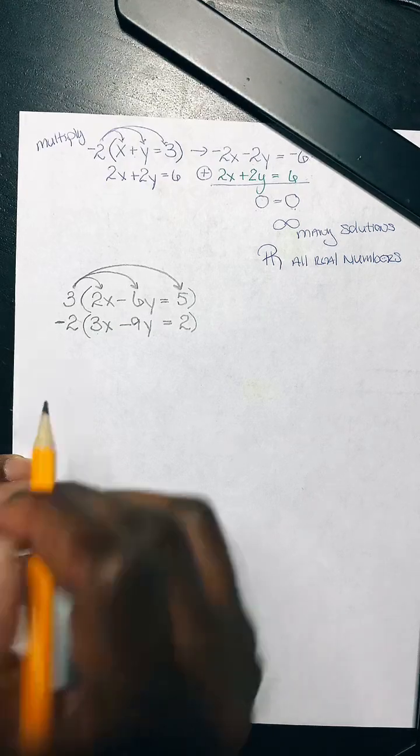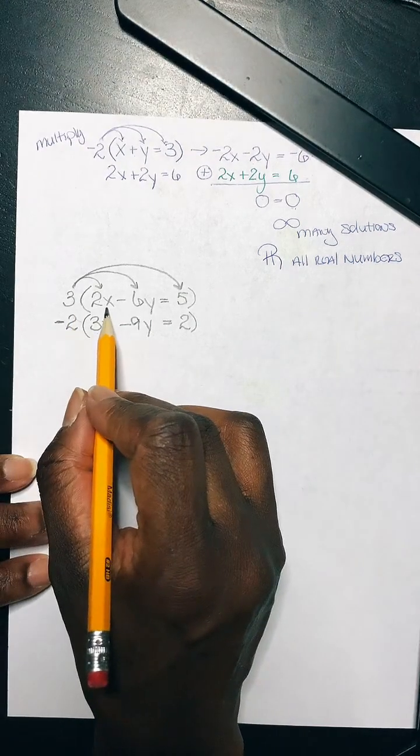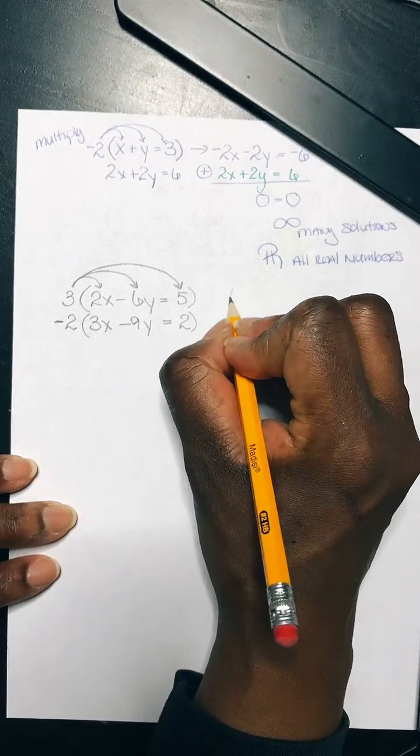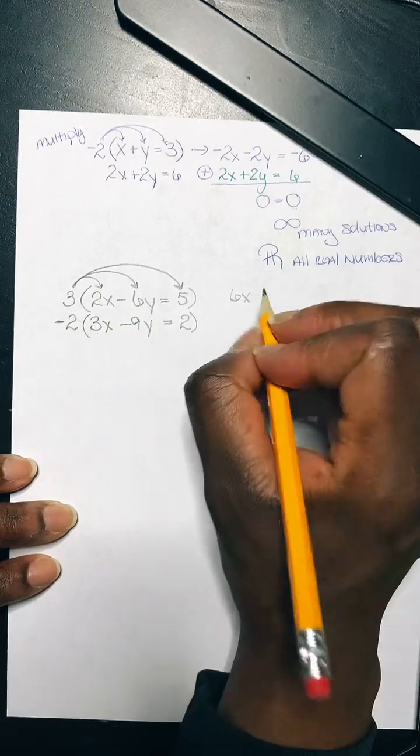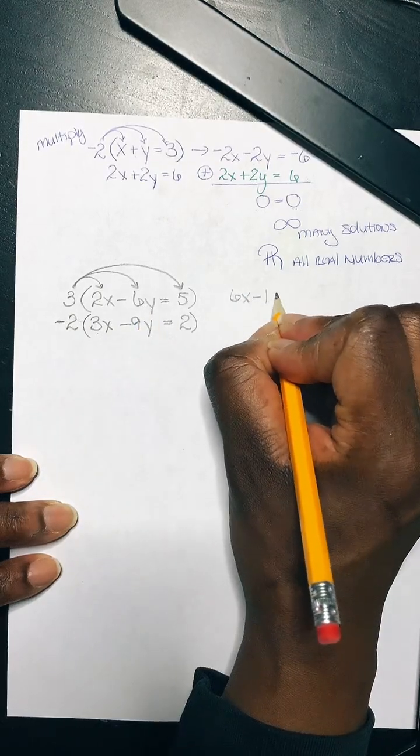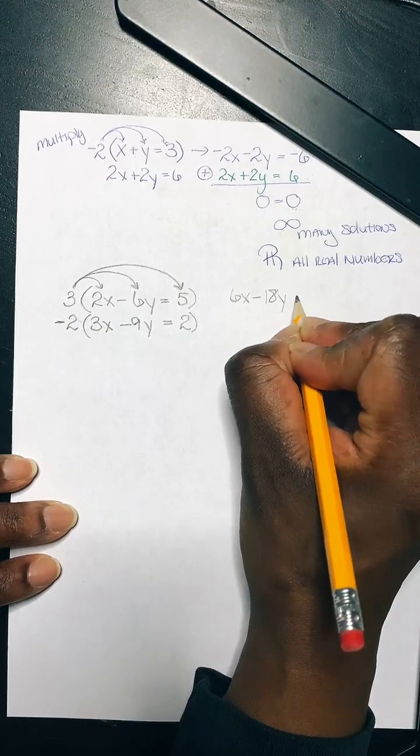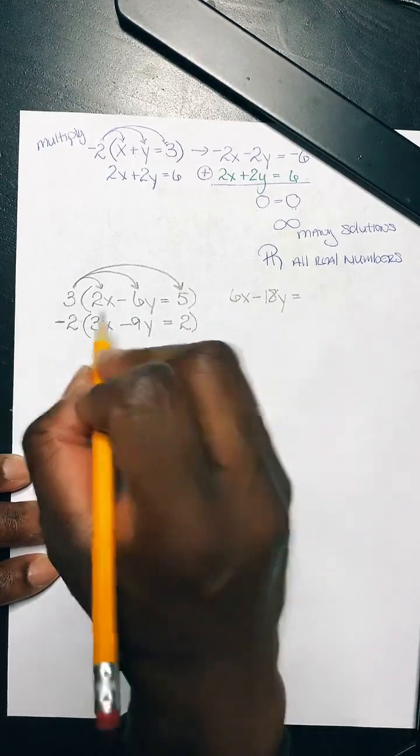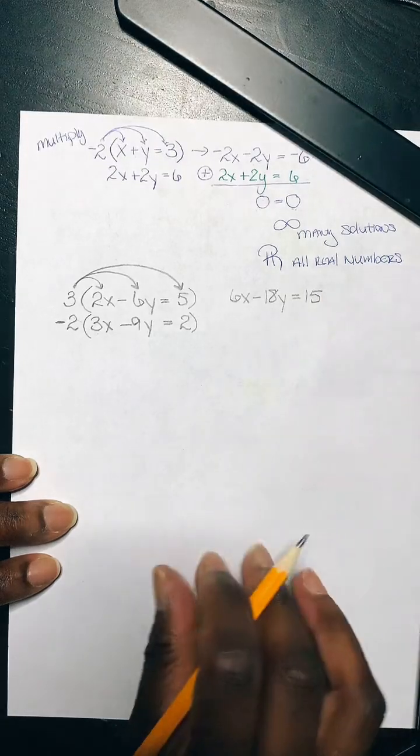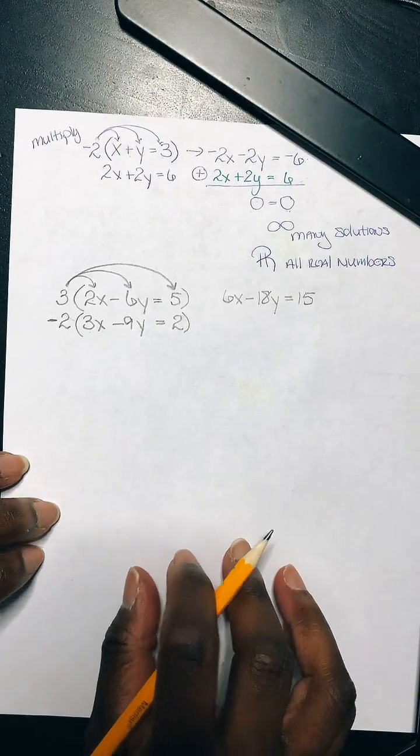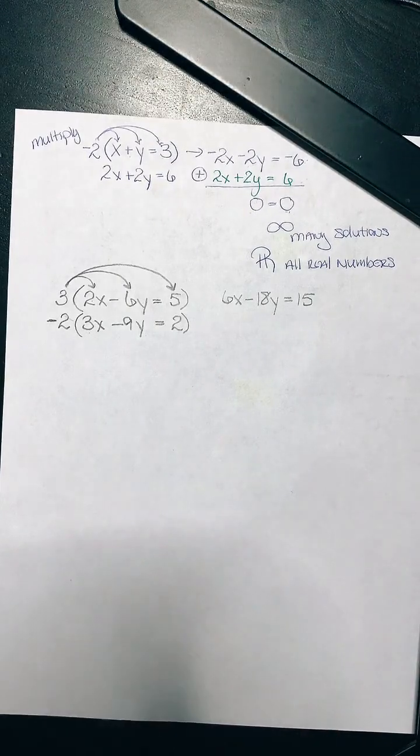All right. So 3 times 2, that gives me my 6x. 3 times negative 6y gives me my negative 18y. Bring down my equals. 3 times 5, that gives me my 15. Okay, how are we feeling so far? Okay, good.